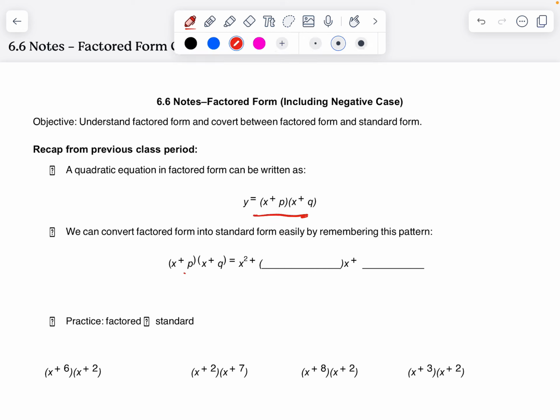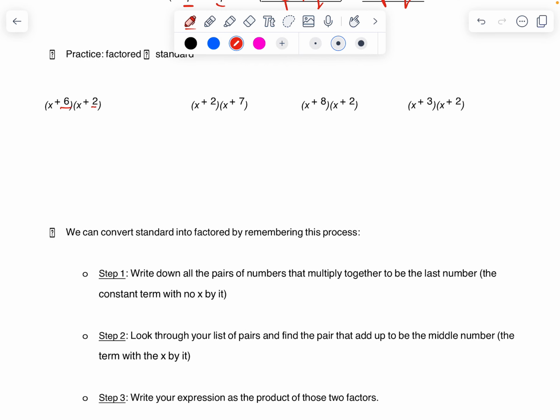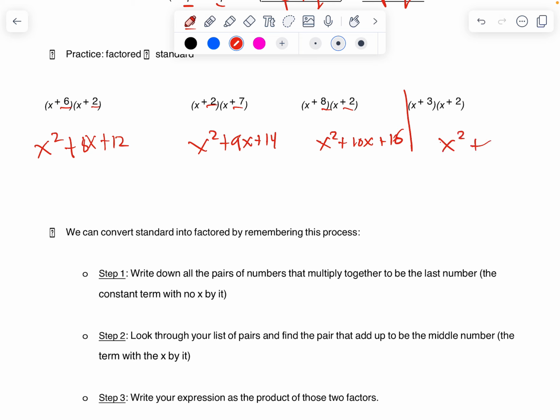And the pattern you have to remember is that P plus Q is the middle term and PQ is the final term. So for example, right here, 6 and 2, we add them up to be the middle term and we multiply to be the last term. Similarly, 2 and 7, 2 plus 7 is 9, 2 times 7 is 14. 8 and 2, 8 plus 2 is 10, 8 times 2 is 16, and this last one, 3 and 2, add up to 5, multiply to be 6.